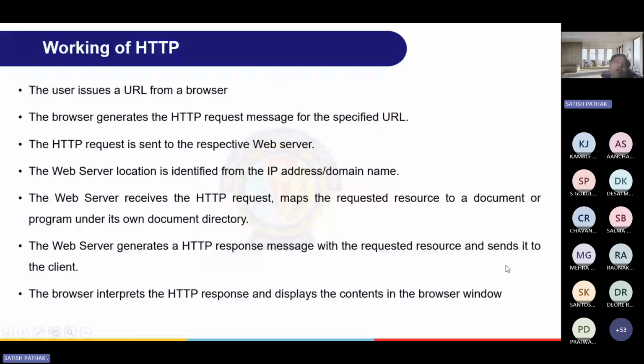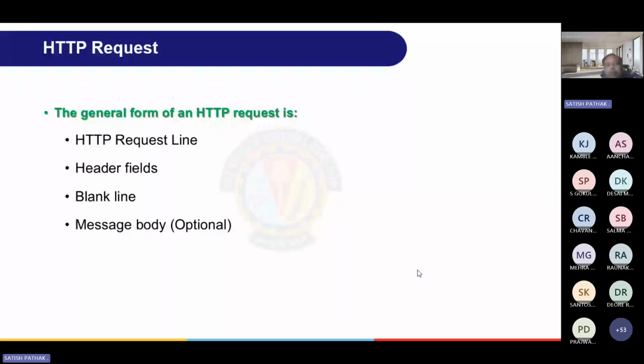Whatever it is, it always comes as an HTTP request and response. This is the two-way theory. In the web server, anything goes as an HTTP request and comes out as an HTTP response. Now, this is the general form of an HTTP request: request line, header fields, blank line, and message body. I'll show you this. Yeah, this is the way.